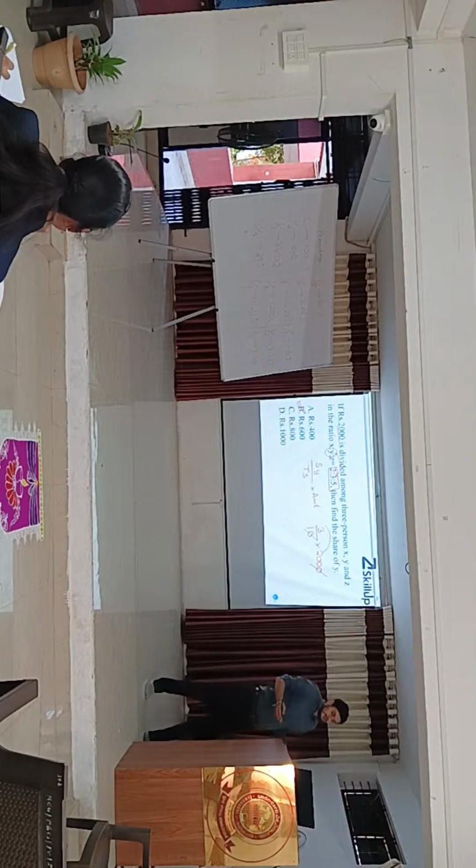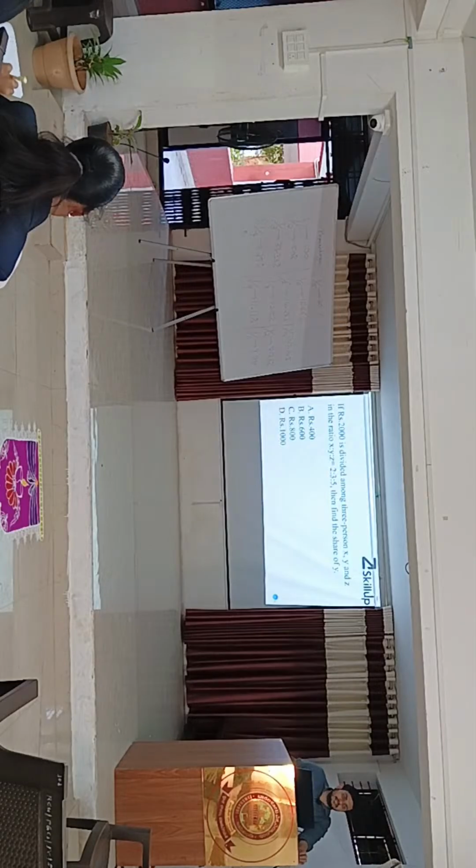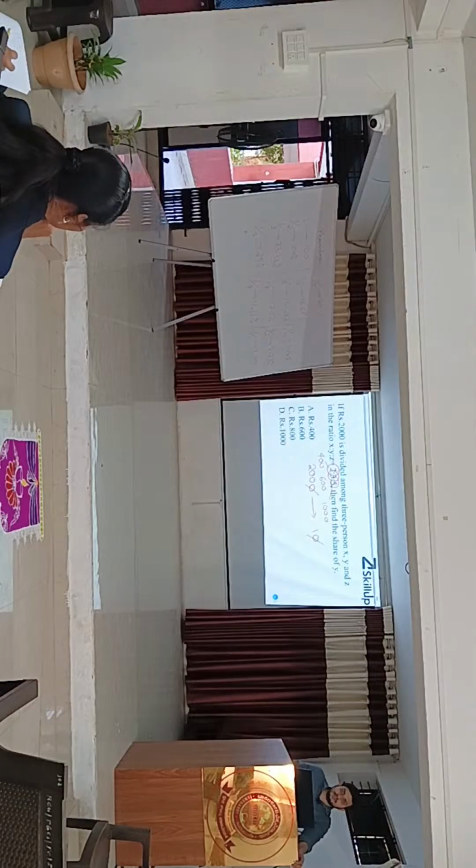There is one more way of doing this. Total share is 2 plus 3 plus 5, that is 10. So one part is like 200, 2 parts is like 400, 3 parts is like 600, 5 parts is like 1000. Are you understanding this? Total share equals total amount.